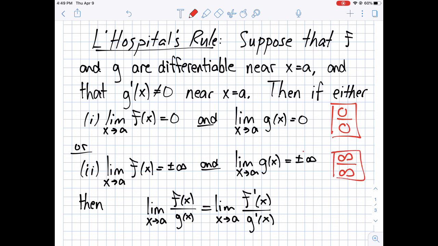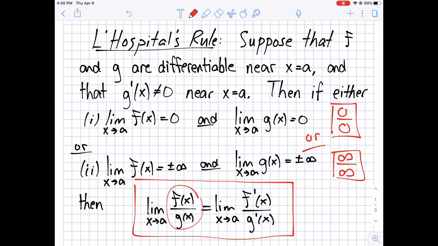Okay, so if you have 0 over 0 or infinity over infinity, then you will be able to apply L'Hopital's rule, and L'Hopital's rule says that the limit of your ratio of two functions, f of x over g of x, if that's 0 over 0 or infinity over infinity, then you can apply L'Hopital's rule, and really you're just going to be comparing their individual derivatives. Okay, you compare the derivative of f of x to the derivative of g of x. You're comparing their rates of growth.